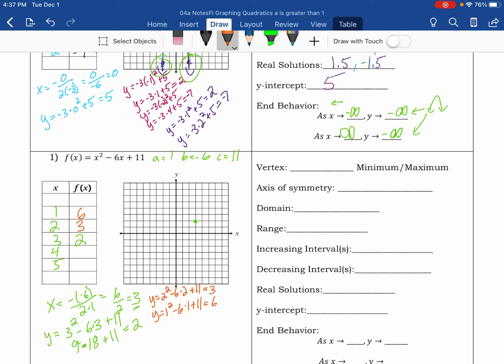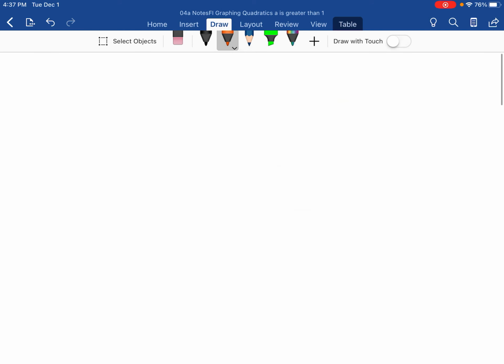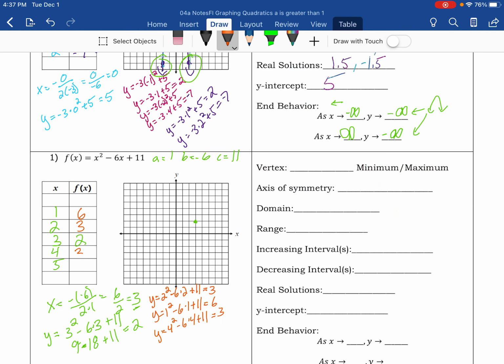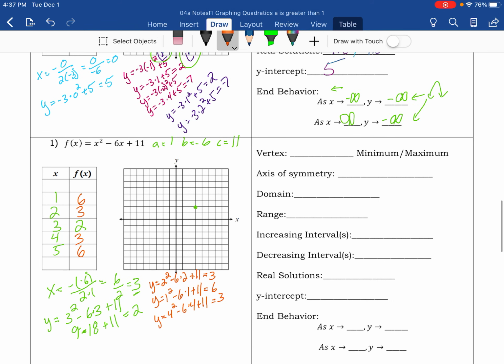And I plug it into the other side just to make sure. I'm going to do 4. So y is equal to 4 squared minus 6 times 4 plus 11. It's going to be 16 minus 24, which is negative 8. Negative 8 plus 11 is 3 again. And then we have a 6 here. So I'm going to graph those points: (2, 3), then (1, 6), then (4, 3), and then (5, 6). And there we go. That's my next one.